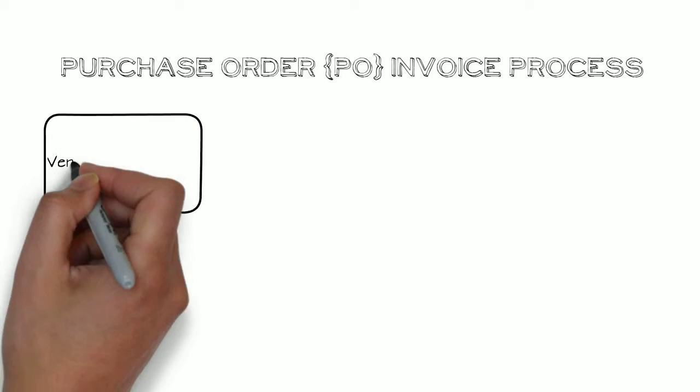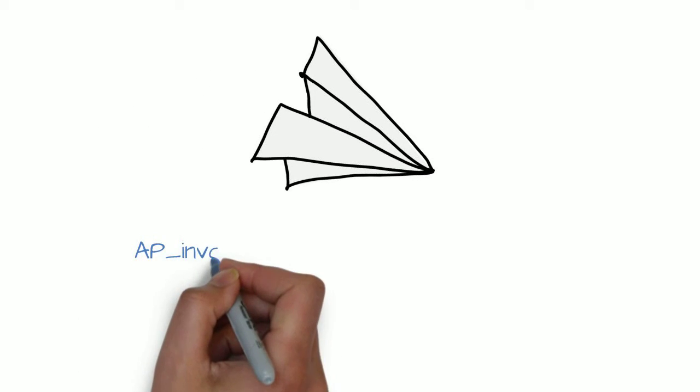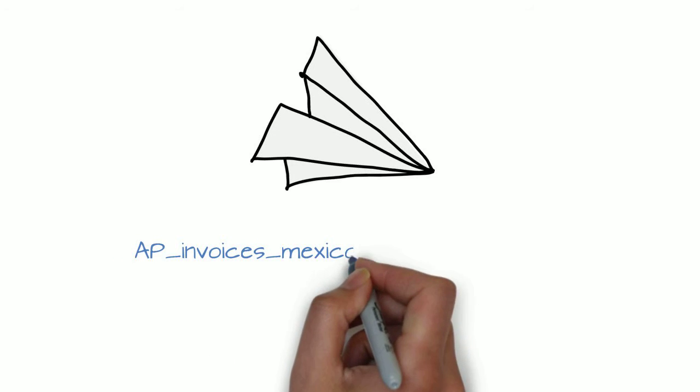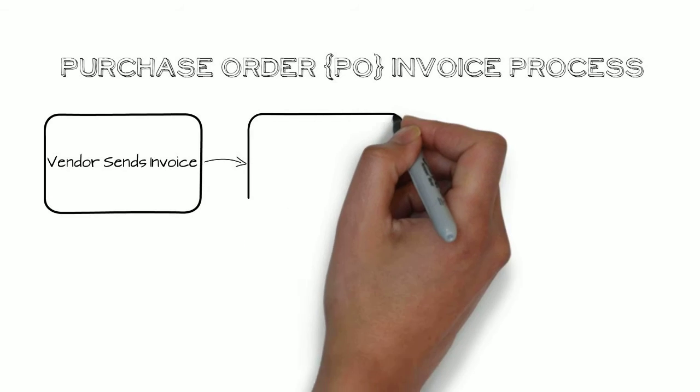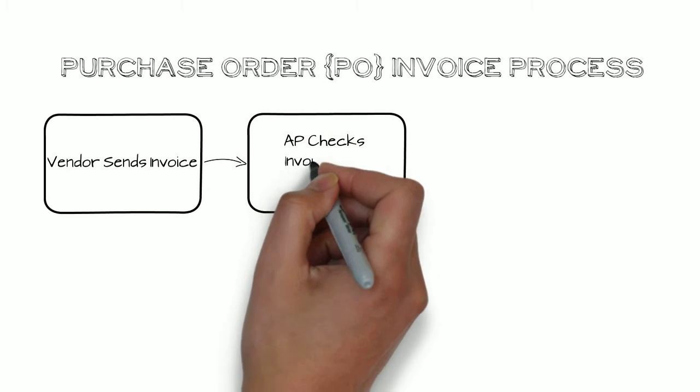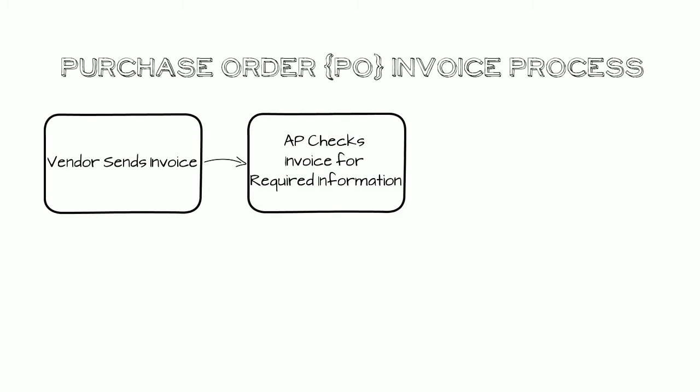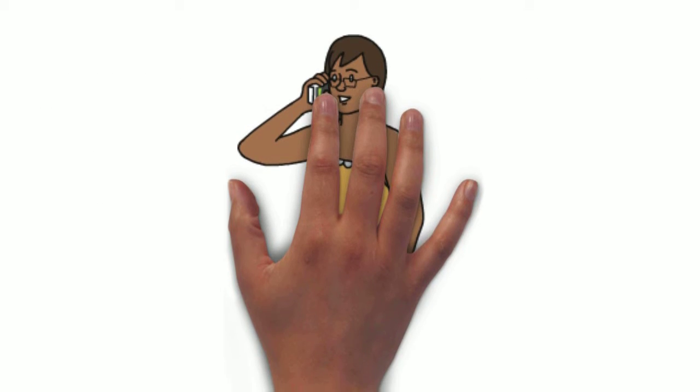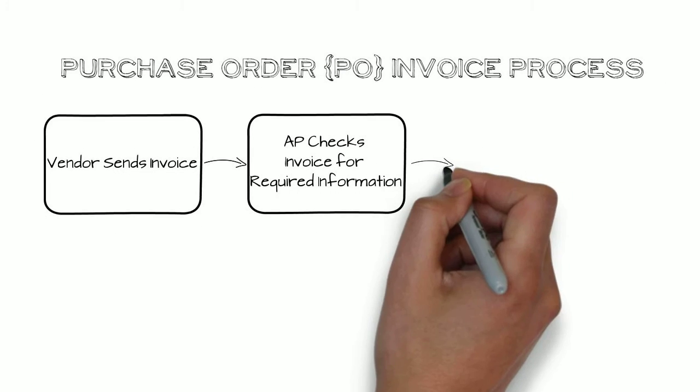The vendor sends the invoice to TransCanada. Who gets this invoice? All invoices should be sent to accounts payable. However, if the invoice is mistakenly sent to the requester, then the requester must forward it to AP, including the XML and PDF versions of the invoice. When AP receives an invoice, they check the invoice to make sure that it has all the required information. If not, then they contact the vendor.